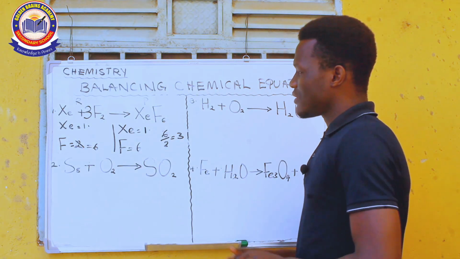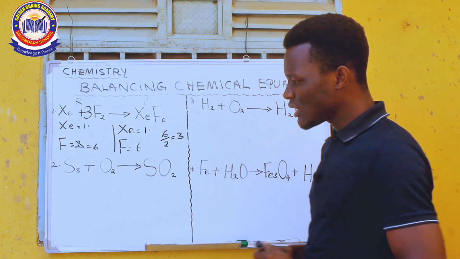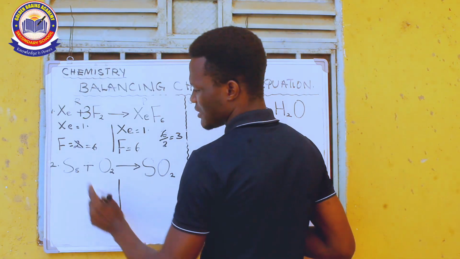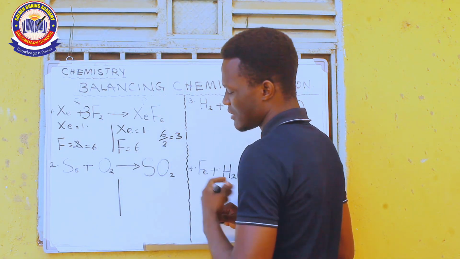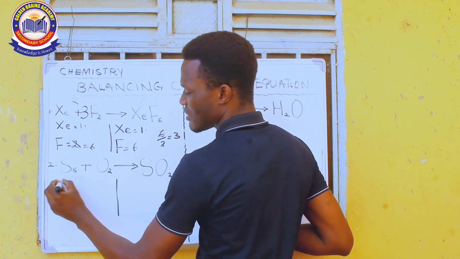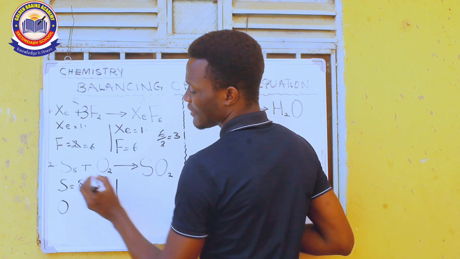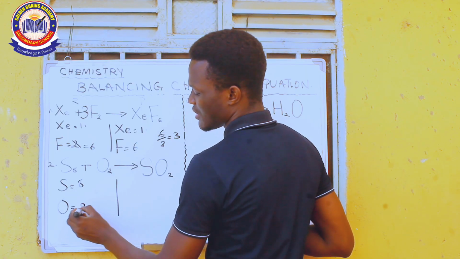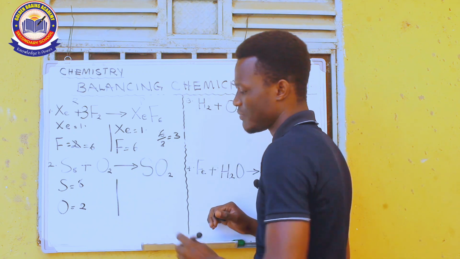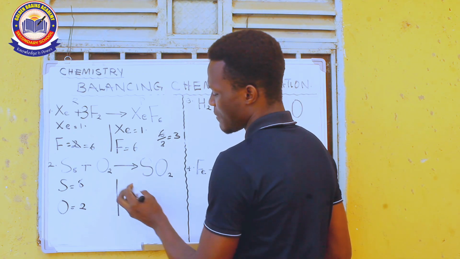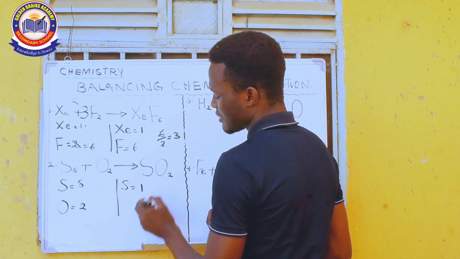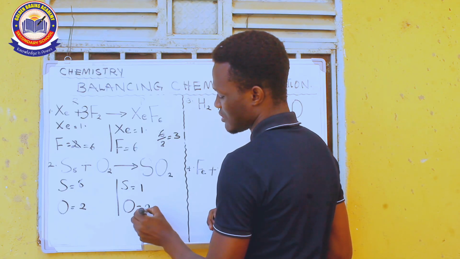When you check the second, number 2 here, you list the elements on the reactant side, and then the elements on the product side. Here we have 2 elements. We have sulfur, then we have oxygen. Sulfur, we have 8 atoms. For oxygen, we have 2. Come to the reactant side. The reactant side, we have sulfur as 1, and then oxygen as 2.